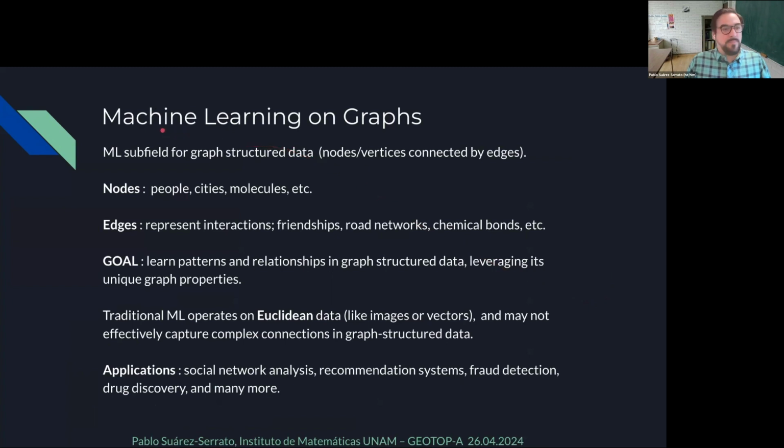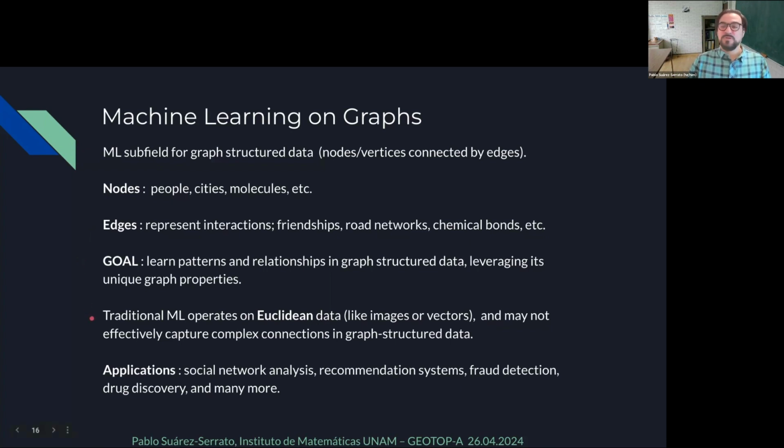Now, going back to the realm of graphs, I want to first explain that machine learning on graphs would be a subfield for graph structured data, where here we have nodes and vertices that are connected by edges. And in modeling things using graphs, we think of nodes as people, cities, or molecules, and then the edges might represent their interactions, such as friendships, road networks, or chemical bonds. And the goal of this area is to learn patterns and relationships in the graph structured data, and this might leverage its unique graph properties.